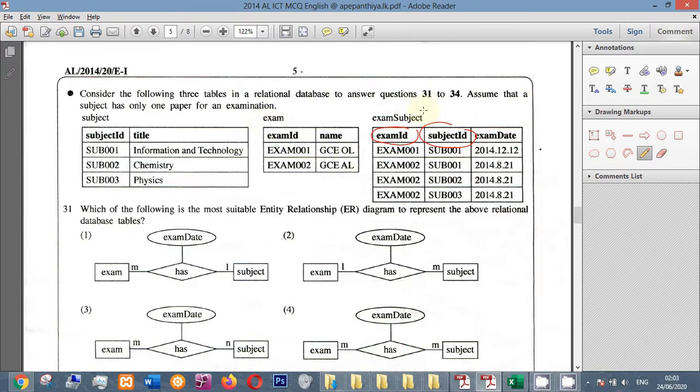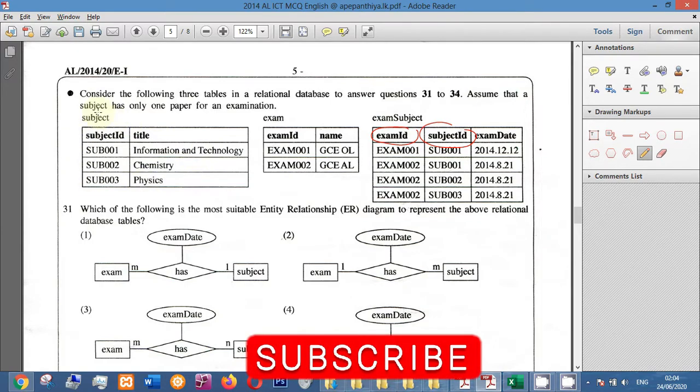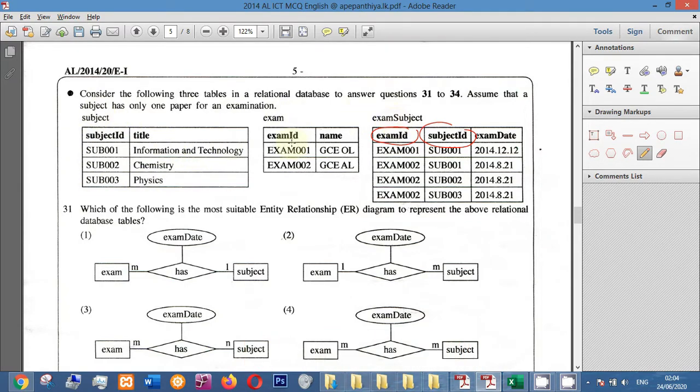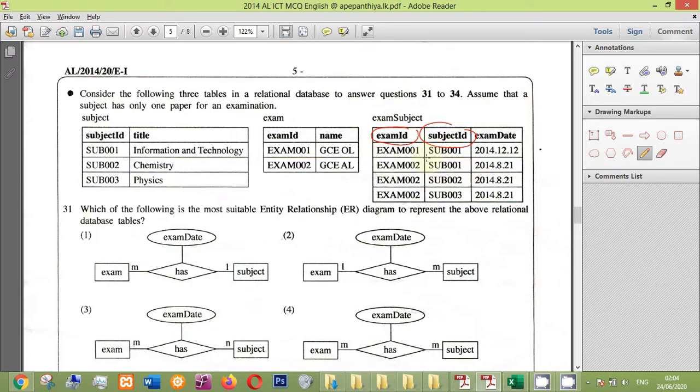And here we have another set of questions in MCQ. This time I'm taking 2014 paper questions 31 to 34. Here we have three tables: subject, exam, and exam subject. What is noticeable here is that exam ID and subject ID, both fields are in this table, and you can see that this is becoming a composite key because exam ID is repeating, so is the subject ID. So if you take exam ID and subject ID together, it will make up the primary key.